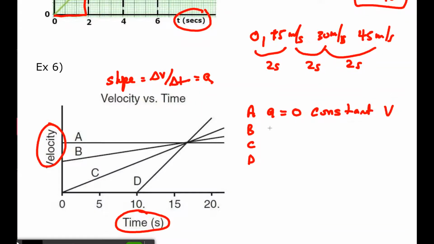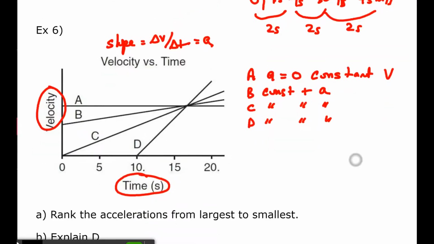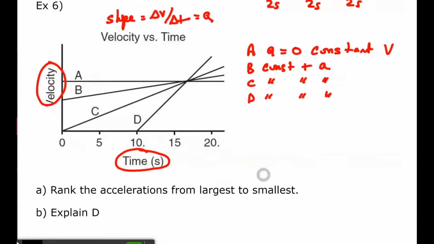B, that's a constant positive acceleration, and the other, all of them are, right? Constant positive acceleration, constant positive acceleration. Now let's rank the accelerations from largest. So the largest acceleration is D, the next largest is C, then B, then the one with no acceleration at all was A. Why was D the largest acceleration? Slope equals a, and the slope was the largest.